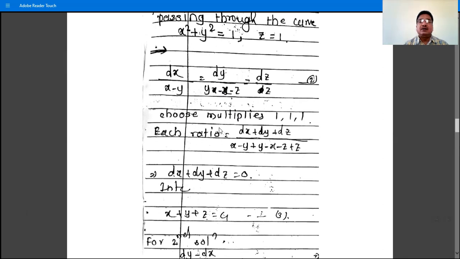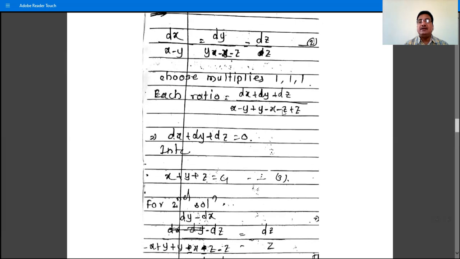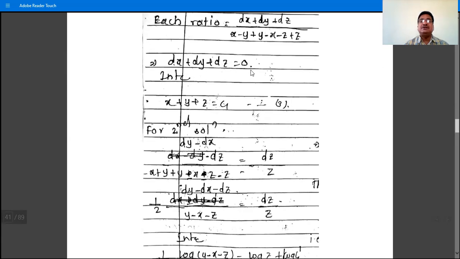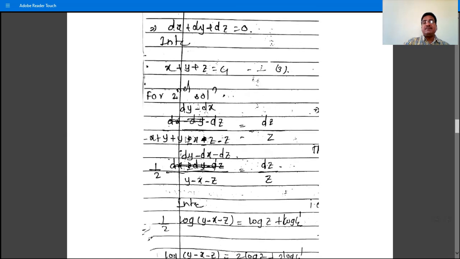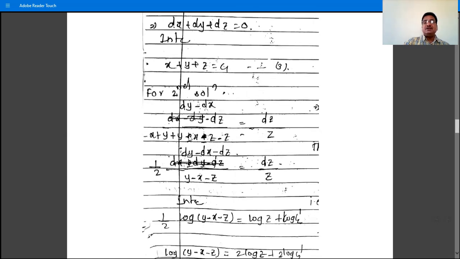So choose multipliers 1, 1, 1. So each ratio is equal to dx plus dy plus dz over the sum, and so we have the addition of this is equal to 0. Therefore, dx plus dy plus dz is equal to 0. Integrating, we have x plus y plus z is equal to C1. This is equation number 3. And now we have to find the second solution. So for the second solution, consider dy minus dx divided by this, is equal to dz by z.